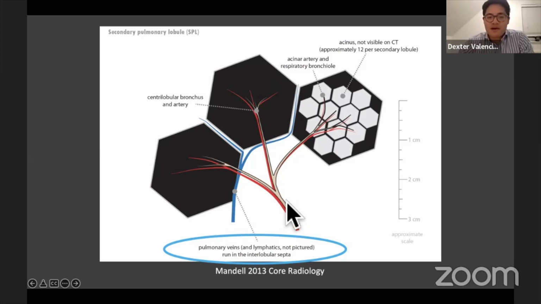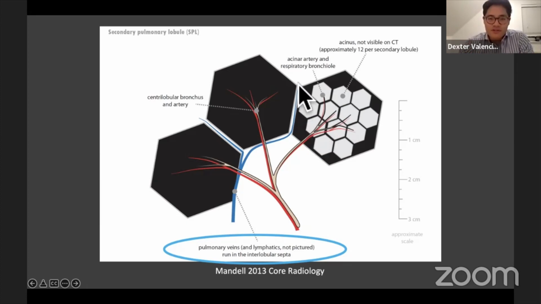So if we just think about when you get right down deep into the lung, down to the last level, you end up getting a bronchus, which is this slightly pinkish vessel here. You've got the artery, which goes into what we call the secondary pulmonary lobule, this hexagon shape, and you have lots of air structures within these.